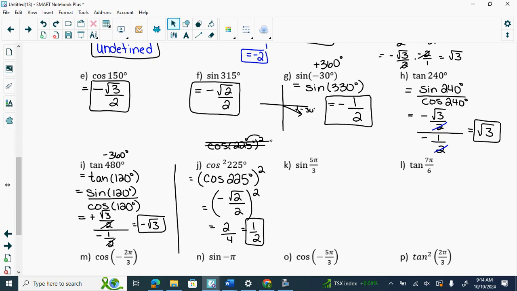Okay? Sine 5 pi over 3. What is y at 5 pi over 3? 5 pi over 3 is the same as 300. What do we get? Negative root 3 over 2. Now when I go to type sine 5 pi over 3 in my calculator, what do I have to make sure? It's in radian mode.